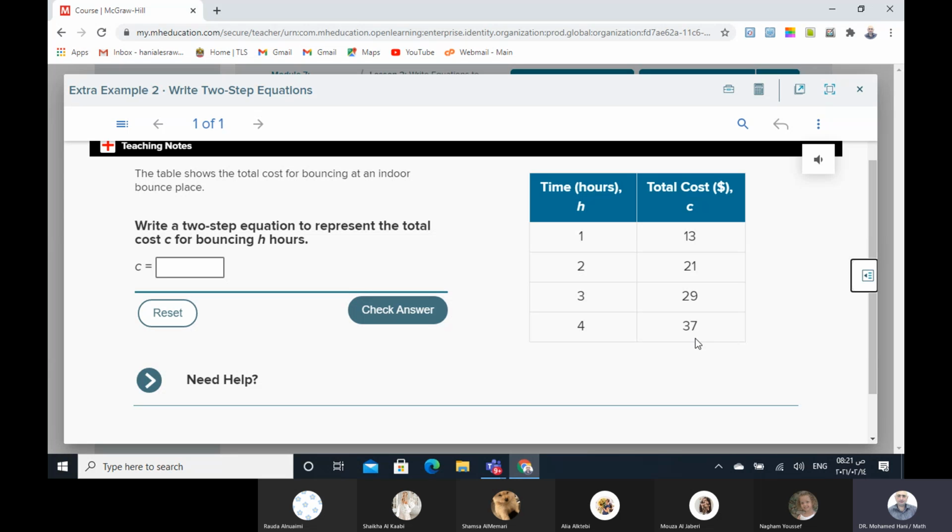This is correct. But what is the rule? How to get the C from H? What is the rule? What do I do to get the C from H? Who can tell me? If I want to write the equation, C equals H plus what, or minus what, or multiplied by what, or divided by what?